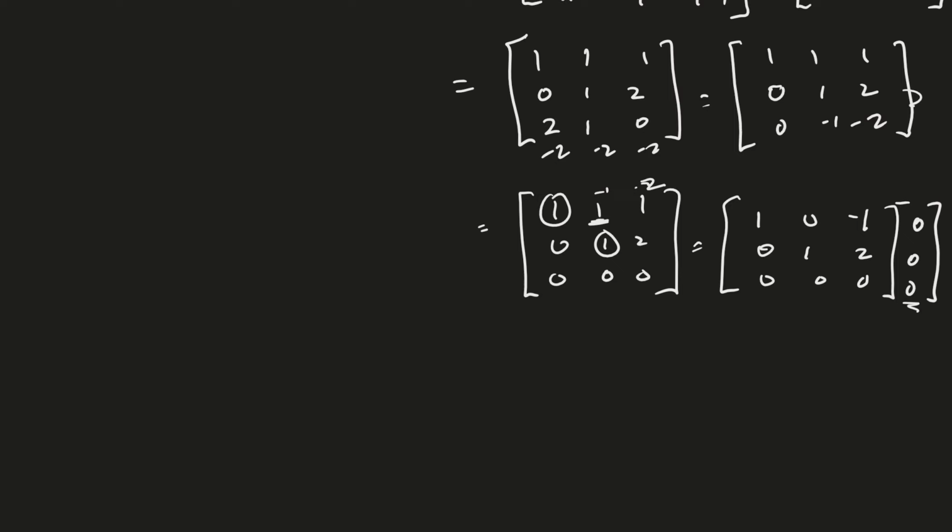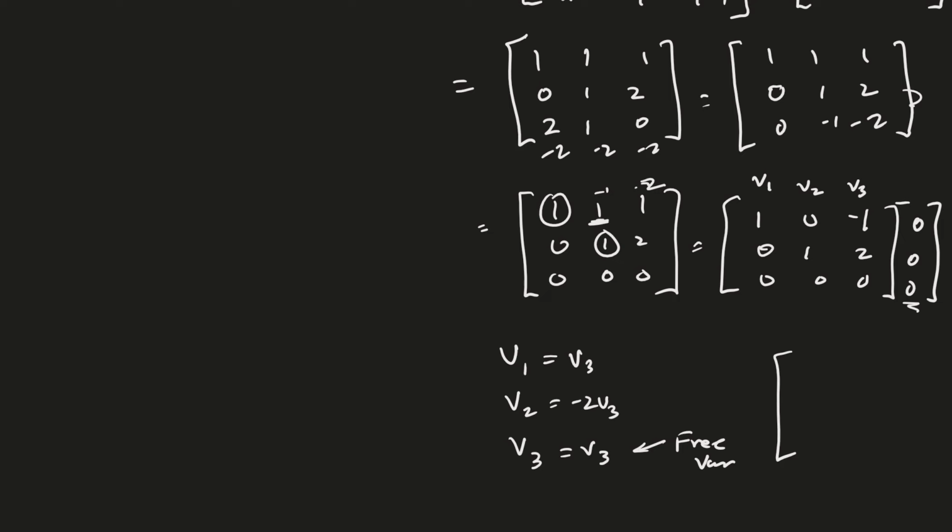And so in this case, the way you want to interpret this is that we have v1 is equal to v3, v2 is equal to minus 2v3, and then v3 is equal to v3. So this means that it's a free variable. Okay, so therefore our vector is any multiple of 1, minus 2, 1. Good. And so we have our first eigenvector.